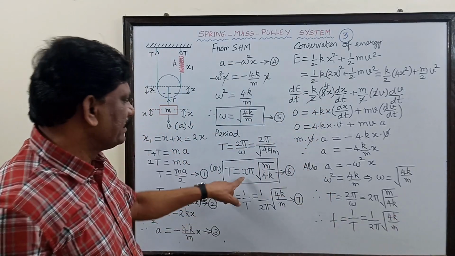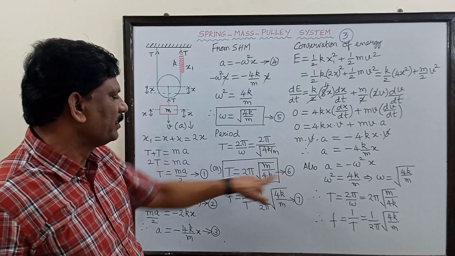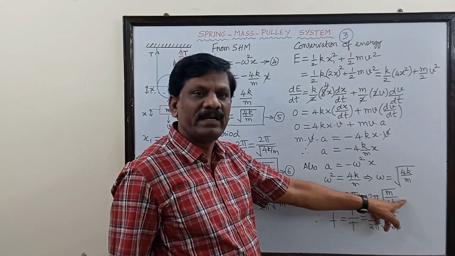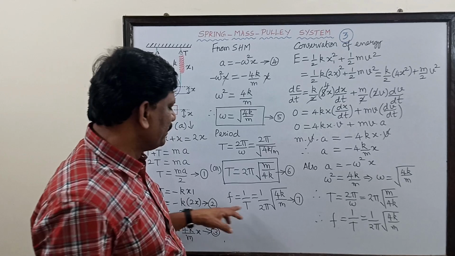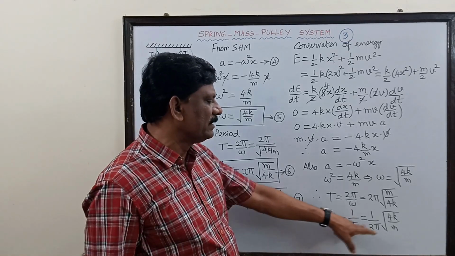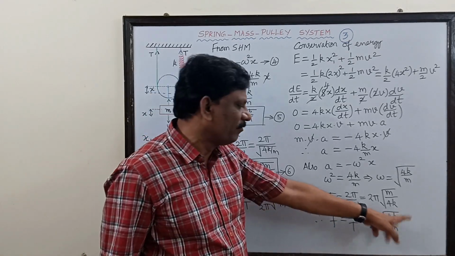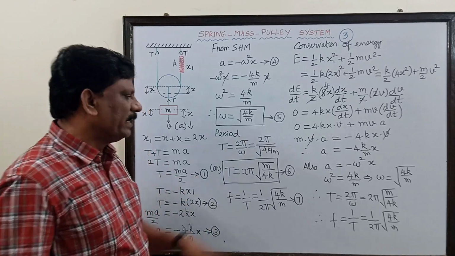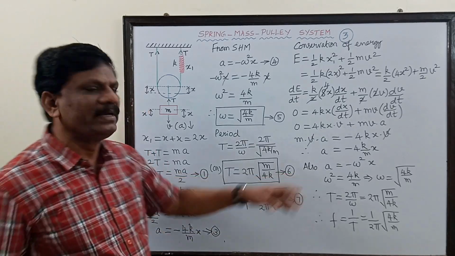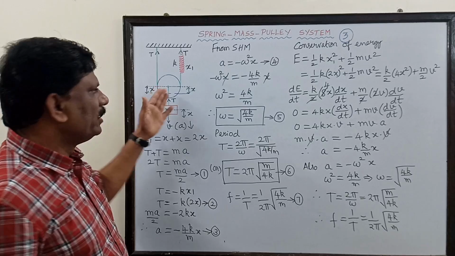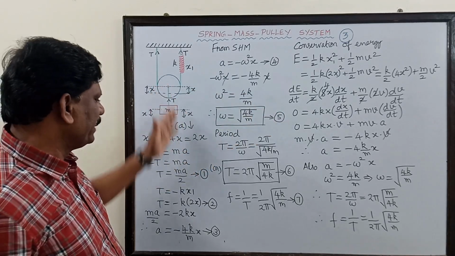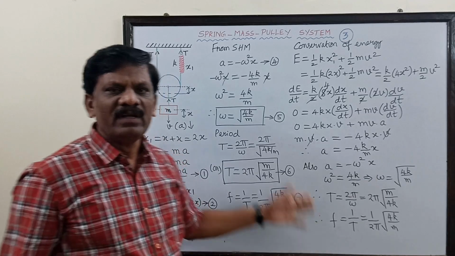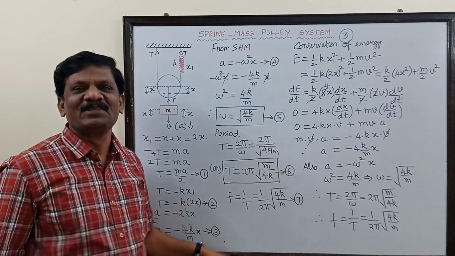So we are getting the same equation for the period. See equation 6, T equal to 2 pi into square root of m by 4k. Here also we are getting the same equation. And f is the reciprocal of time period, 1 by T is equal to 1 by 2 pi into square root of 4k by m. So we have confirmed the natural frequency as well as the period of oscillation by two methods. One is by the actual definition, and the second one is from the conservation of energy. I hope you must have understood well. Fine.